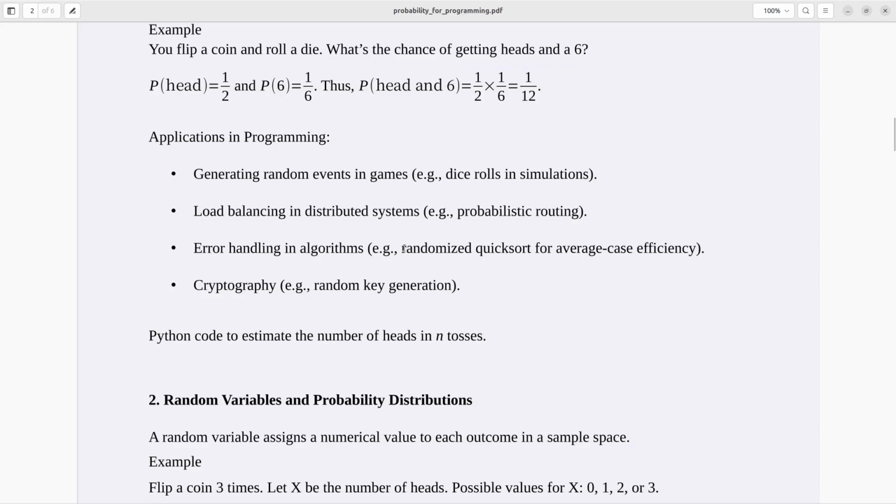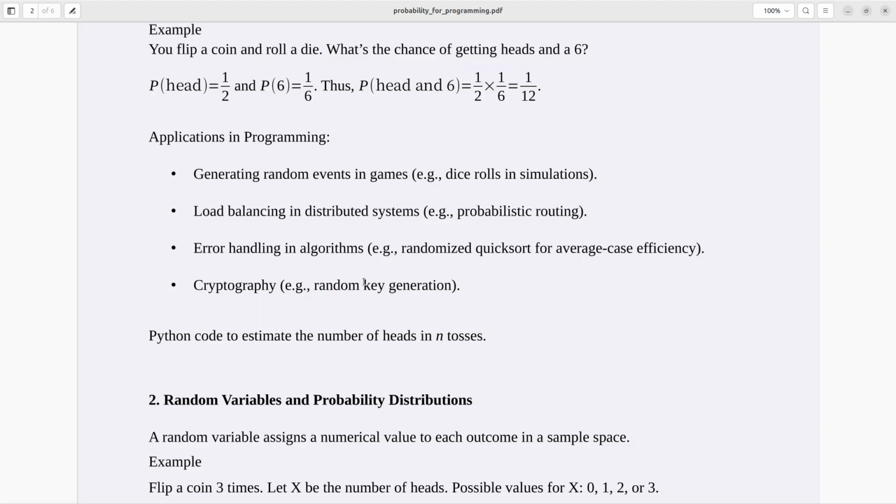For example, we have some algorithms like randomized quick sort for average case efficiency. So we have the randomized feature in the algorithm. That's why we can use probability to control the randomness of the algorithm, okay? And of course, we can also use probability to handle cryptography. For example, when we want to generate a key randomly, we can use the random key generation approach by considering the key in the probabilistic sense.